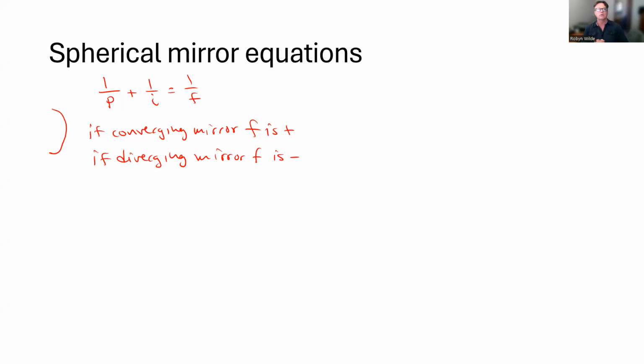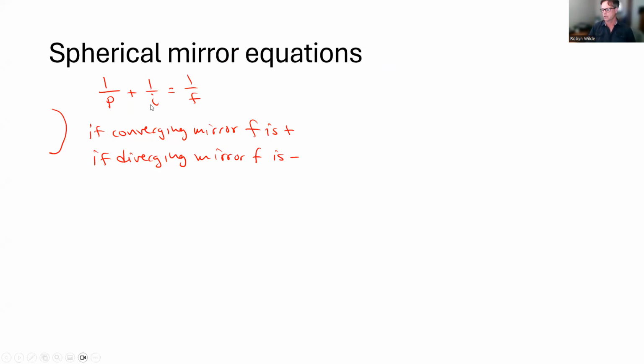All right, so we can use this equation to solve problems. For example, if we happen to know the focal length of the mirror and we know where I put the object, P, I know what my P object distance is, which will generally always be positive because it's on the real side, I could solve for I.